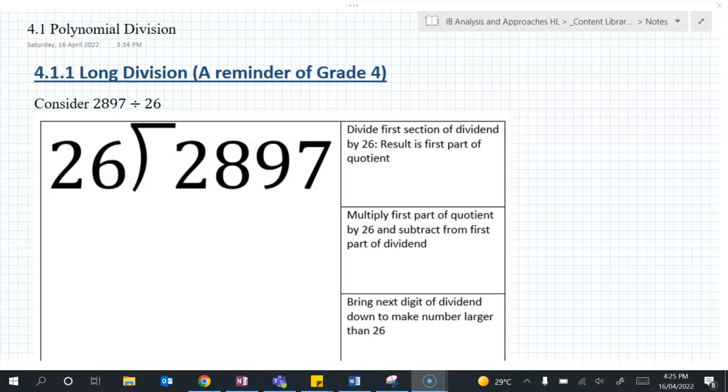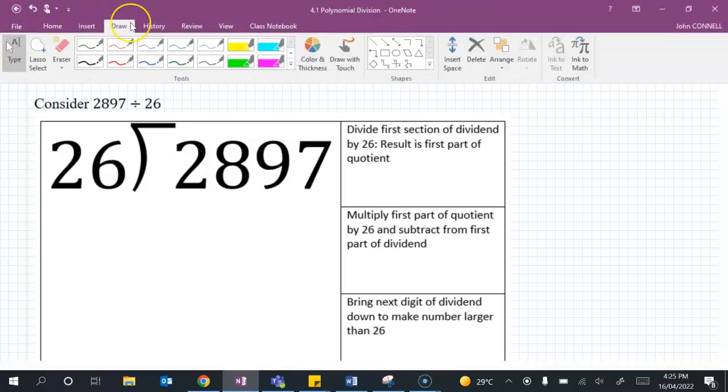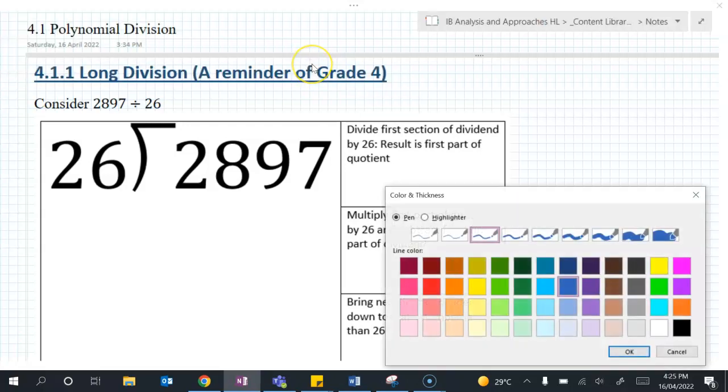Hi everybody, today we're looking at the process of something called polynomial division, and it actually uses the process of long division that you would have learnt probably back in grade 4 or something like that. So we're going to first of all remind ourselves about how long division works and then look at how we can adapt the process for polynomials.